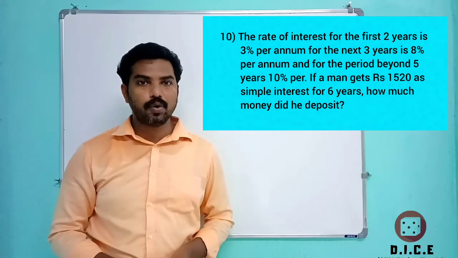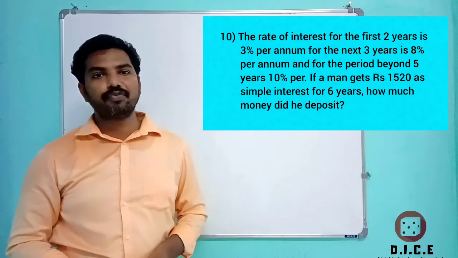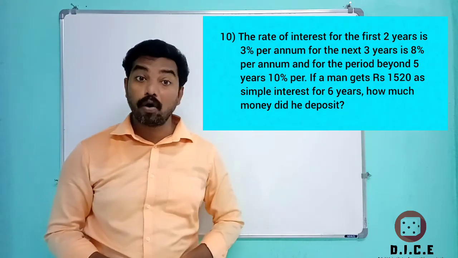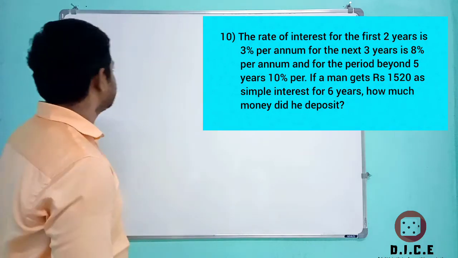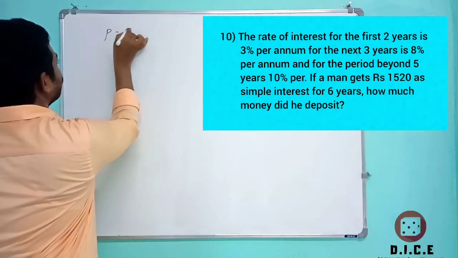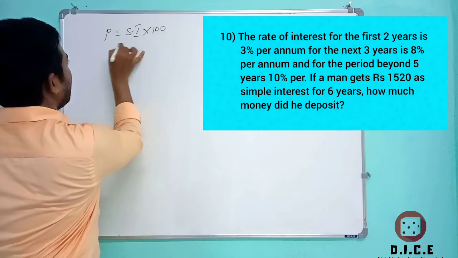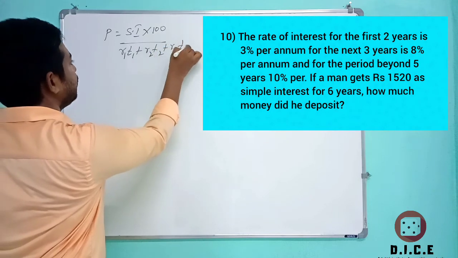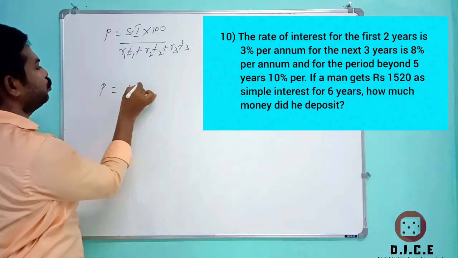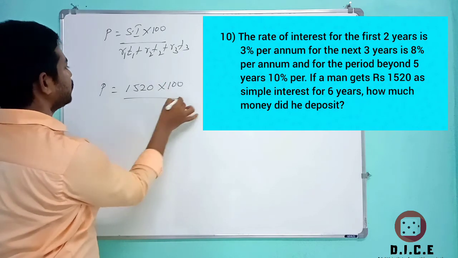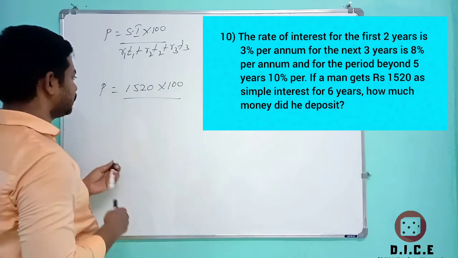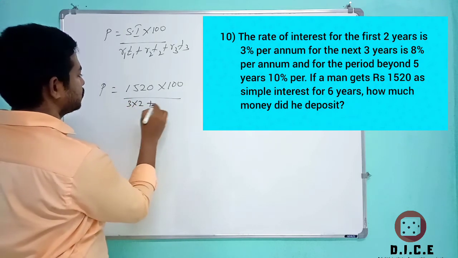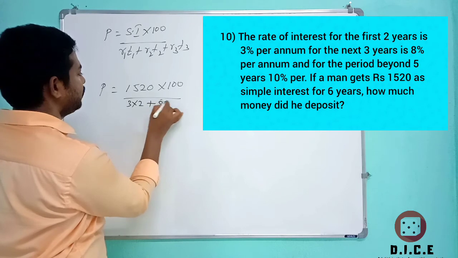He is getting 1520 simple interest for all the 6 years. Now he is asking to find the principal value. That is the entire meaning. So the keyword here is "beyond". It can be solved with principal is equal to SI into 100 by R1T1 plus R2T2 plus R3T3. Therefore substitute all the values here: 1520 into 100 by, the first rate is 3% and time is 2, 3 into 2, plus the next 3 years, the next rate is 8 and time is 3.